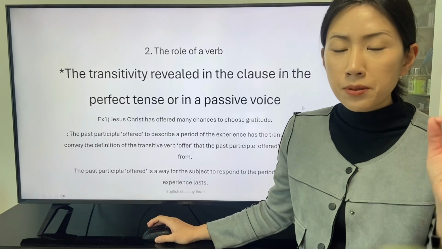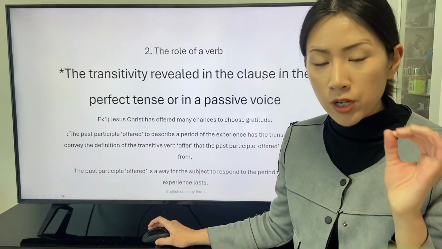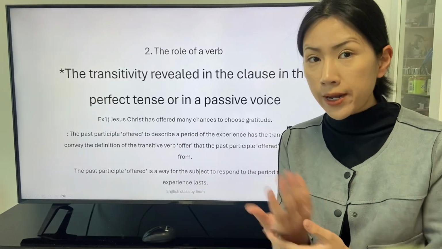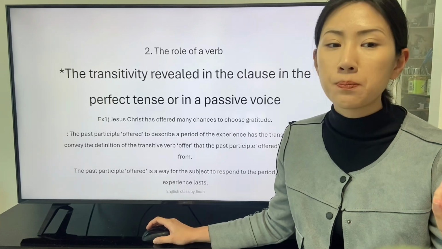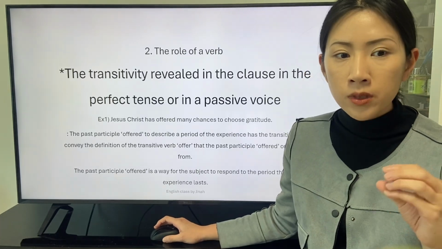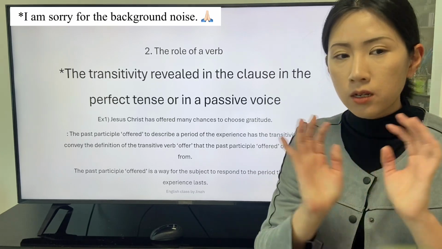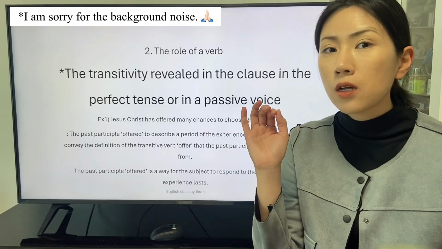The first exemplary clause is that Jesus Christ has offered many chances to choose gratitude. This clause is described in the perfect tense. The past participle offered has the transitivity to convey the definition of the verb offer.